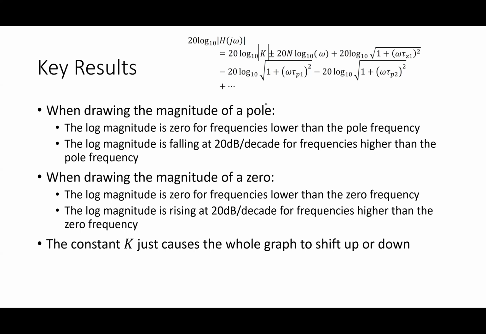If I did the same analysis for a 0, I'd find the opposite thing. Right? Instead of having a negative slope, because it's on top, it would have a positive slope. And so what I find is the log magnitude is 0 for frequencies lower than the 0, and it's rising at 20 dB per decade for stuff greater than that frequency. Okay?